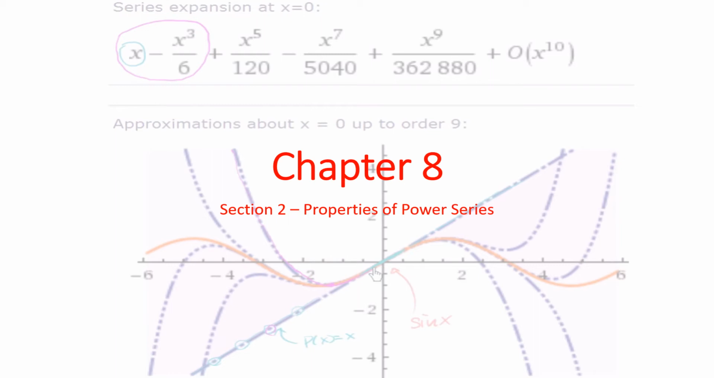Chapter 8, in Section 2, we're going to be looking at properties of power series. In Section 1, we were looking at polynomials, specifically Taylor polynomials. If we have a polynomial with a certain order n, that's great, it's a polynomial. But as we take the limit as n approaches infinity, we end up with a series, which is what we spent Chapter 7 looking at.